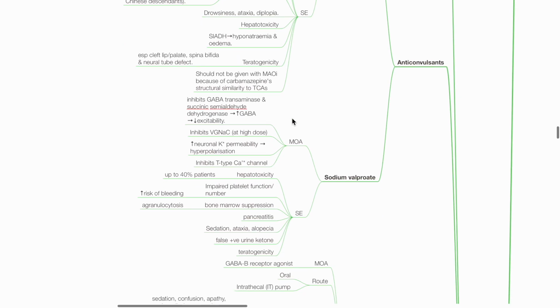Mechanism of action of sodium valproate. It inhibits GABA transaminase and succinic semialdehyde dehydrogenase, leading to increased GABA and reduced excitability. Sodium valproate inhibits VGSC. It increases neuronal potassium permeability, leading to hyperpolarization, and inhibits T-type calcium channel. Adverse effects of sodium valproate includes hepatotoxicity, impaired platelet function or number, bone marrow suppression, pancreatitis, sedation, ataxia, alopecia, false positive urine ketone, and teratogenicity.